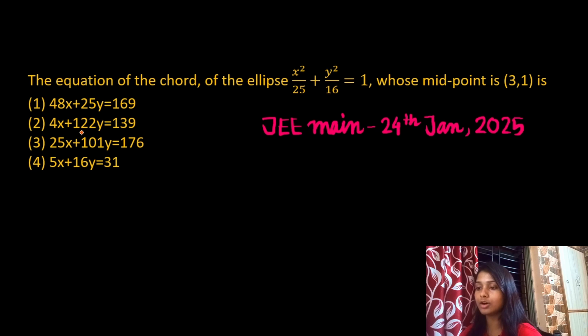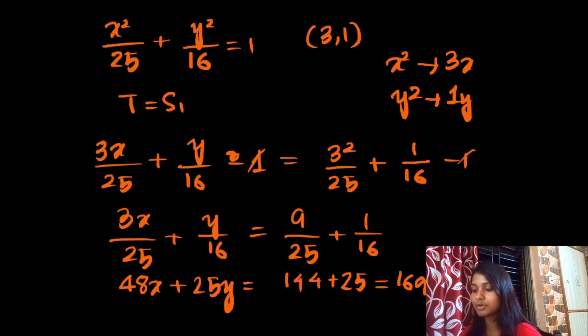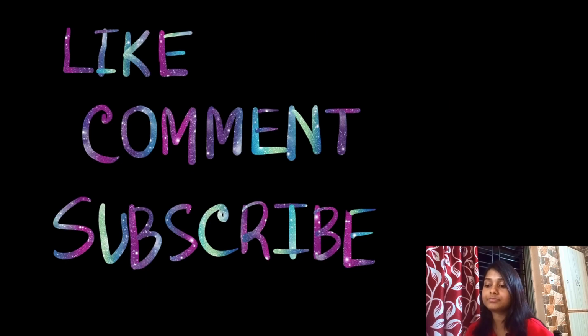So let me now see the options. So here we have this option. So option 1 is the correct answer to this question. So if we know the form, this question will just take 1 minute to solve, and if we do not know the form, then we can't solve it. So we need to memorize this form, where we can find out the equation of the chord from the midpoint for an ellipse.